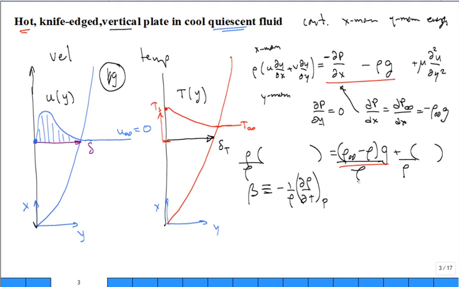We see that we can replace that by g beta (T minus T infinity). This becomes a new second derivative of u with respect to y squared. And this just cancels that rho on the advective term, u partial u with respect to x plus v partial u with respect to y.